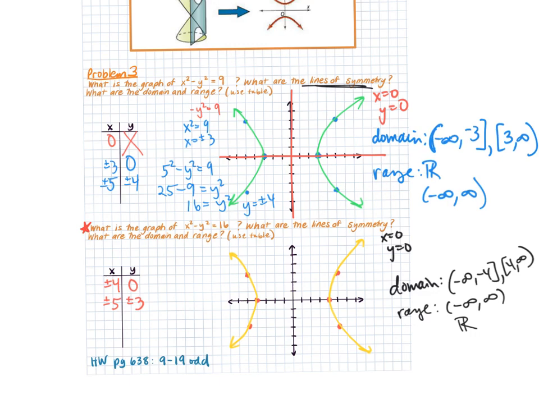Okay, so hopefully you plugged in 0 for y and then plus or minus 5 for x and got those 6 points and then made your hyperbola. The lines of symmetry again were x equals 0, y equals 0. And then the domain was from negative infinity to negative 4, and then again from 4 to infinity. And then the range was all real numbers.